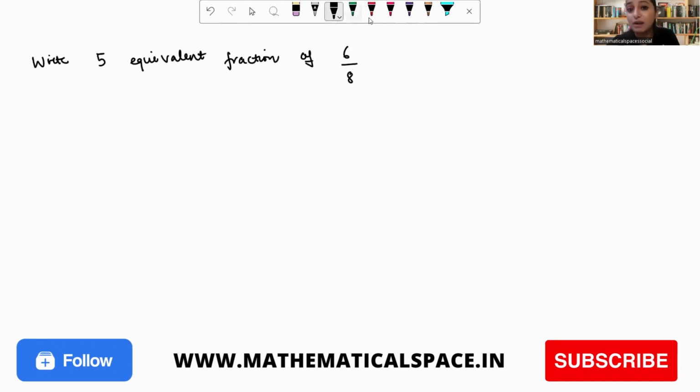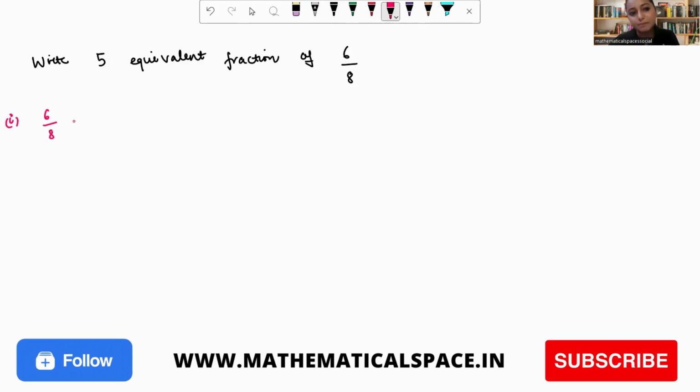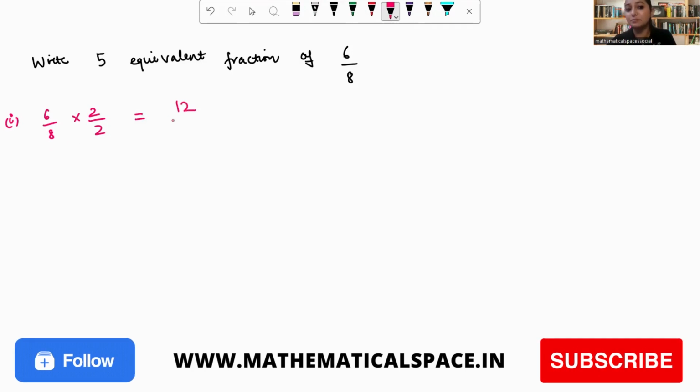That means we have to multiply 6 by 8 with 5 different whole numbers. Let me first multiply it by 2. So I will multiply numerator also with 2, denominator also with 2. So what is 6 times 2? 12. What is 8 times 2?